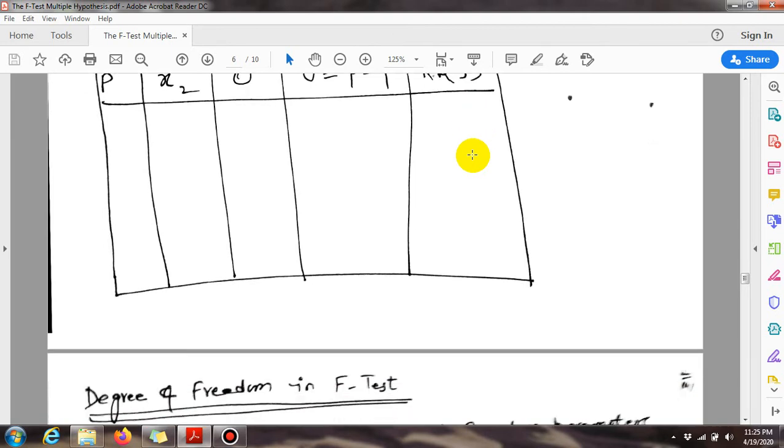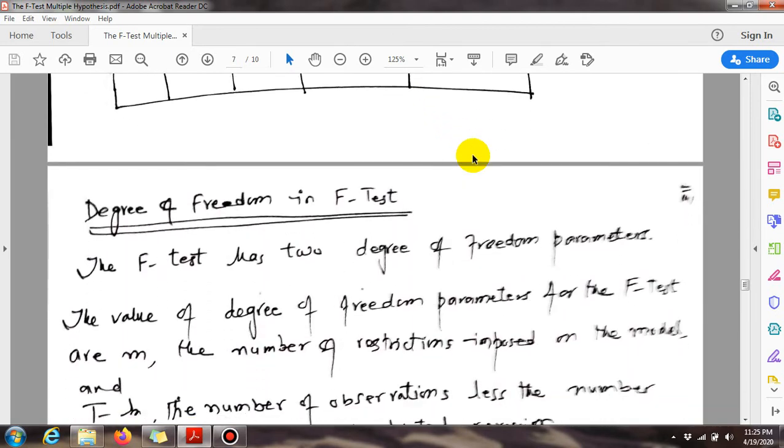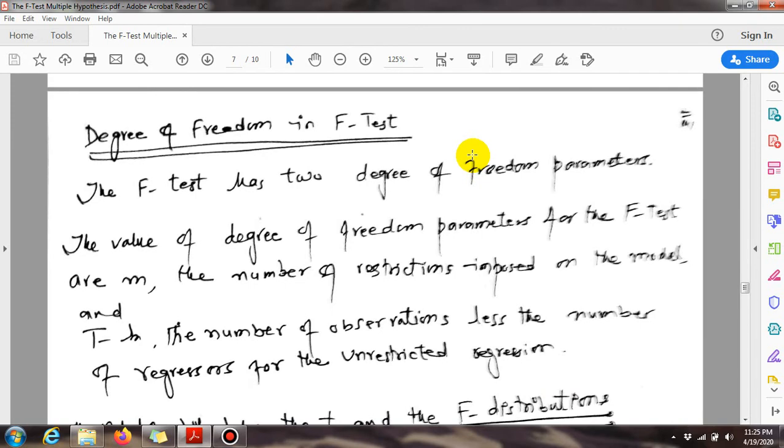Okay, we are moving towards the degrees of freedom in the F-test. In the F-test, two degrees of freedom are used. The first degree of freedom is M, the number of restrictions imposed on the model.